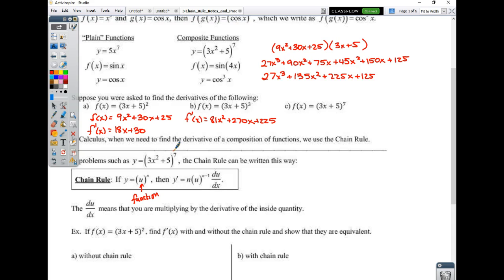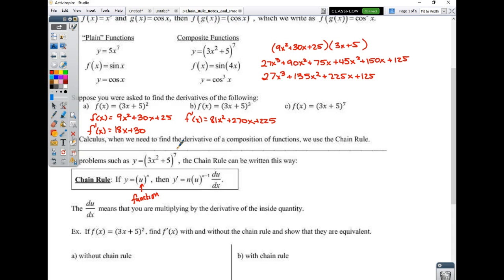What is the outer piece? It's the 7th power, right? The 7th power is the outer piece. And so what the chain rule kind of does, to give you a visual, is it says let's take the derivative of the outside, do the entire derivative.